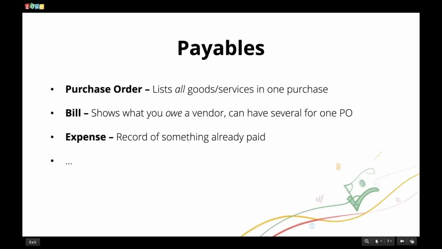And so this is the one part that's kind of important, just because the way we use this word in everyday parlance is a little bit different than how it might be used here. So whenever I talk about billing, that just means you paying bills, your company owing money. If I talk about invoicing, then we're talking about your clients paying you money. Just want to make sure that's clear. So it shows what you owe a vendor. You can have several for one purchase order. And then, another example of a payable is an expense, which is pretty similar, except it's a record of something that you've already paid for.